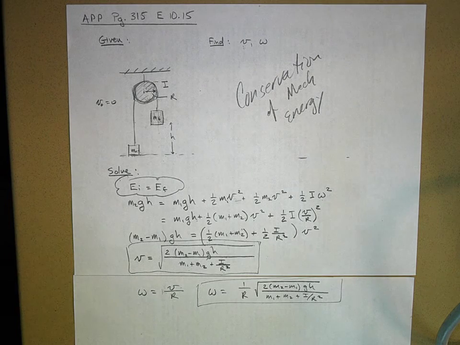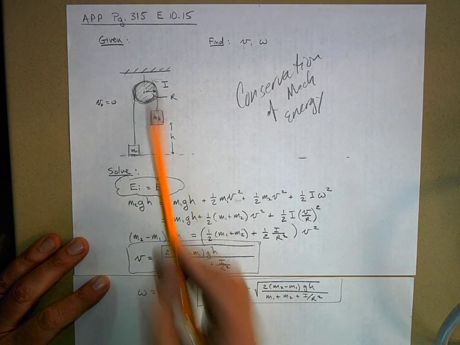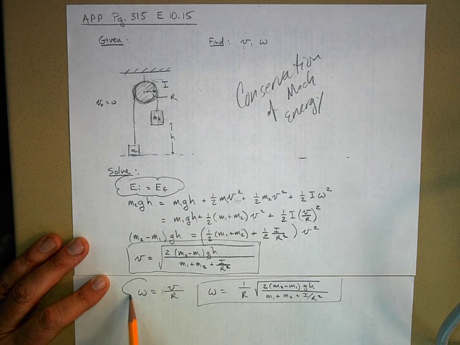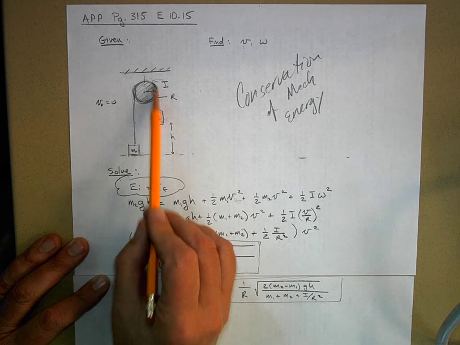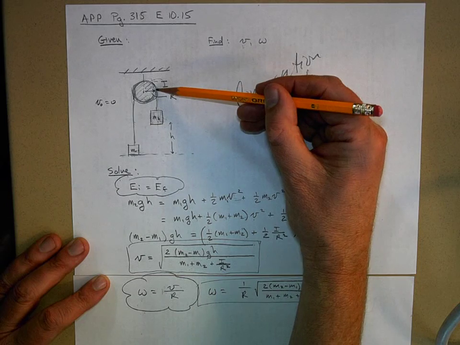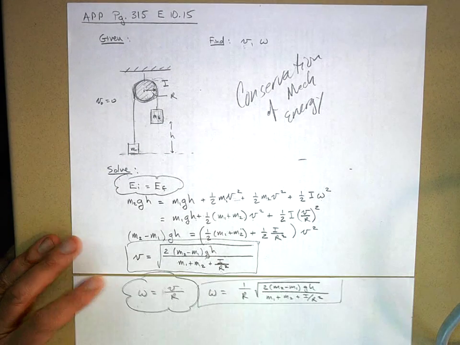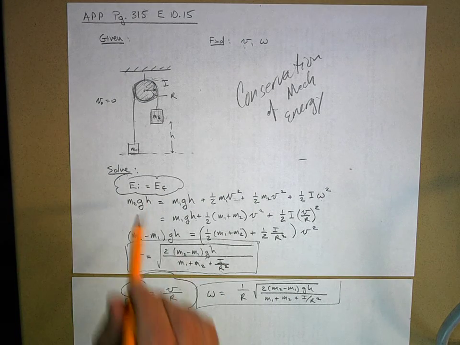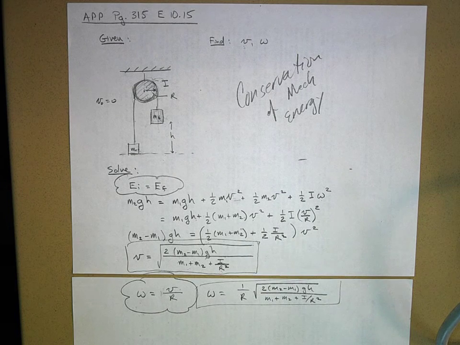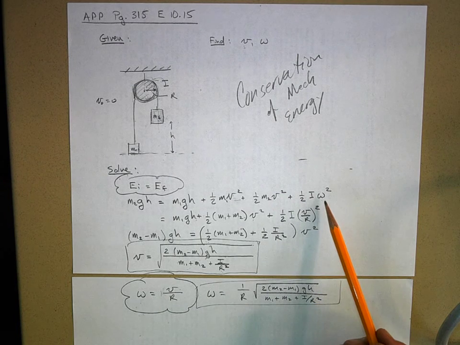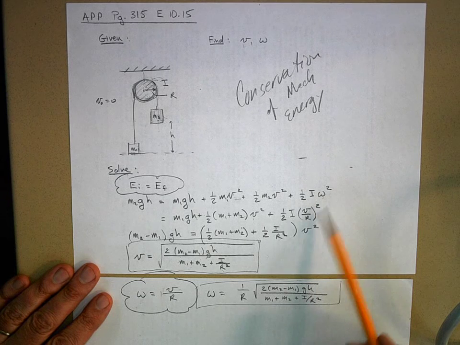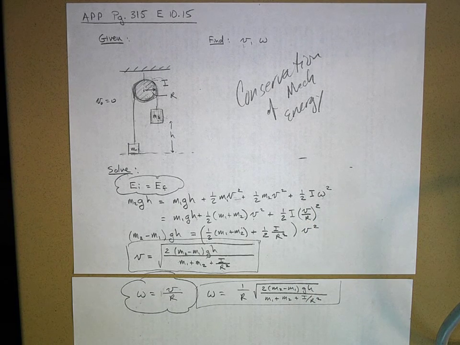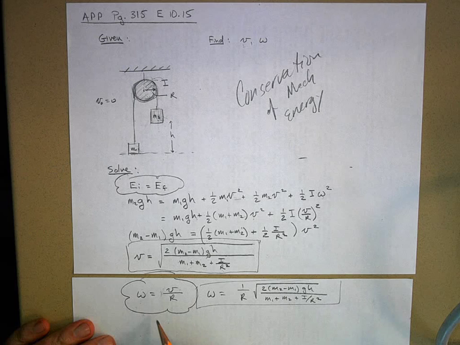And another big idea, if you have a pulley rolling around here, you have to recognize that the angular velocity of this wheel is equal to the linear speed on the outside divided by the radius. You need to know this in order to solve this problem. You needed to know this so that you could make this substitution in here, that omega is equal to v over r. Otherwise you can't solve the problem. So this is the relationship between linear and angular quantities.